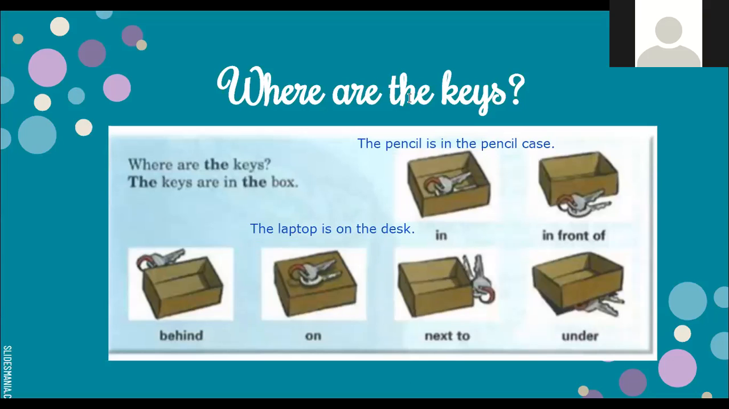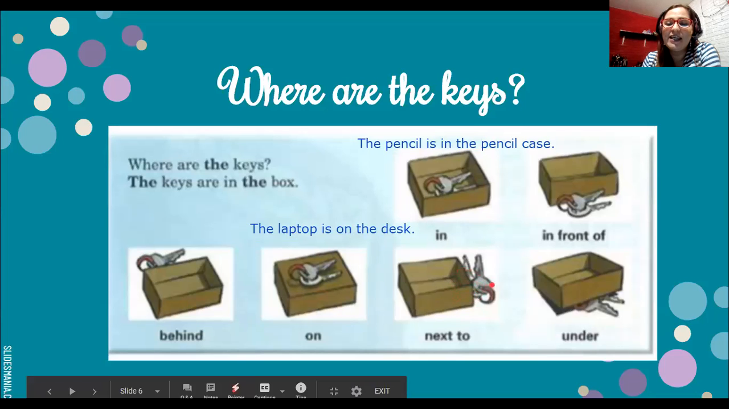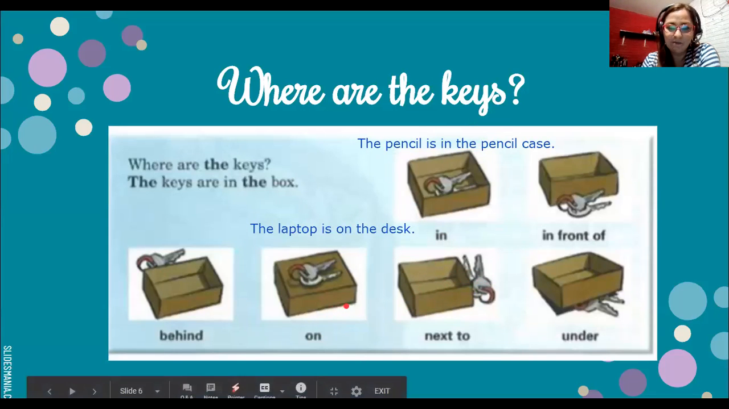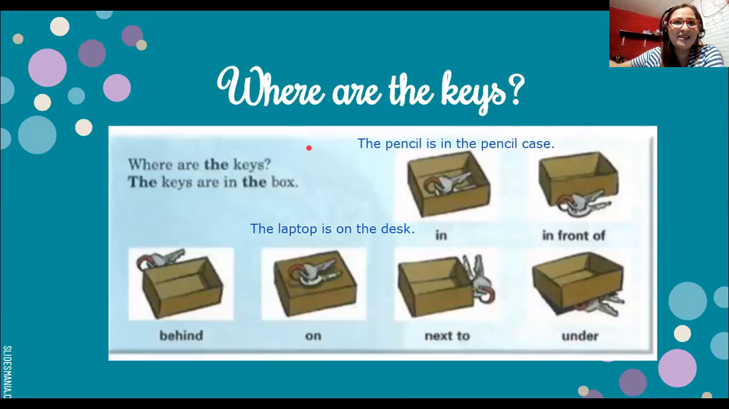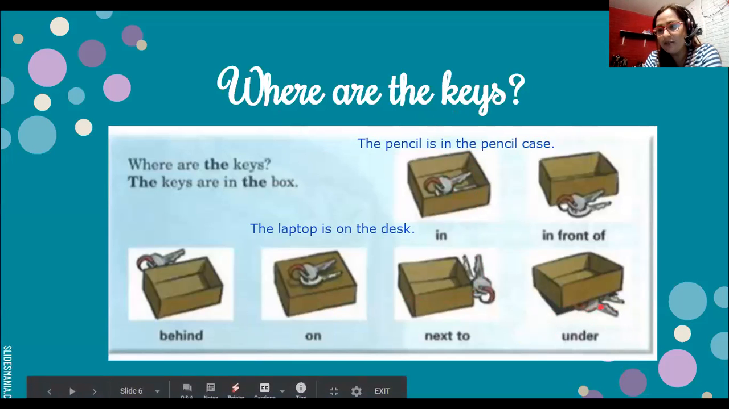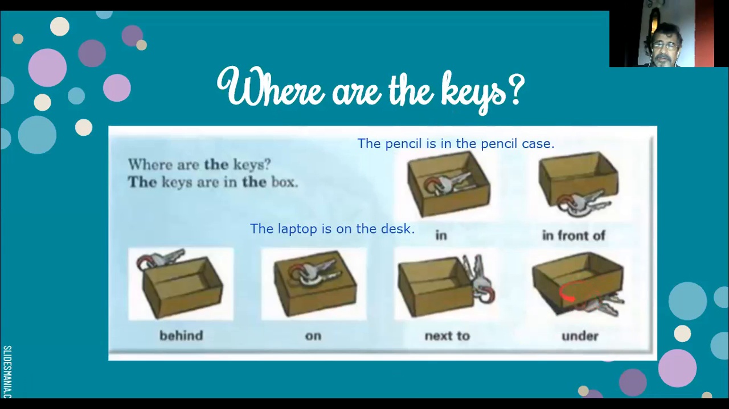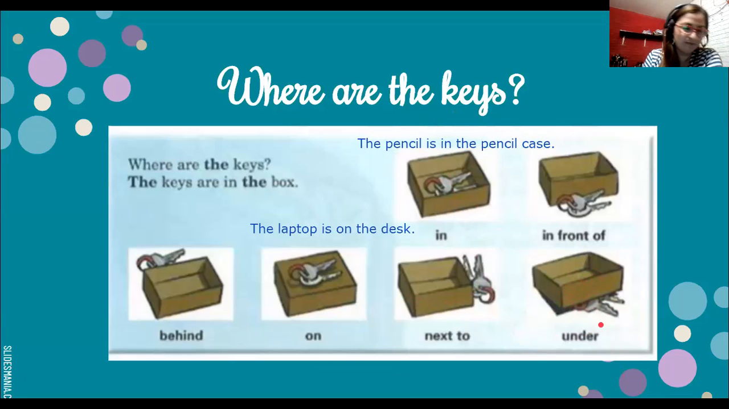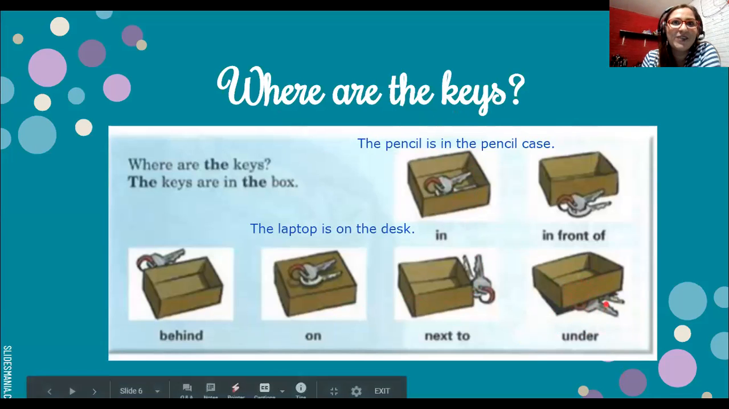Okay. Now, next to. Look at the picture. The keys are next to the box. Okay. For example, in my case, the door is next to me. I am next to the door. Otros de ustedes podrán decir, I am next to the window. All right. I am next to the table. Estamos a la par. Now, the last one, under. The keys are under the box. For example, in my case, there is nothing under my chair. No hay nada. Okay. But you can say the dog is under the bed.